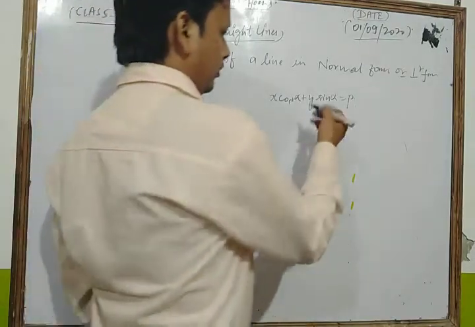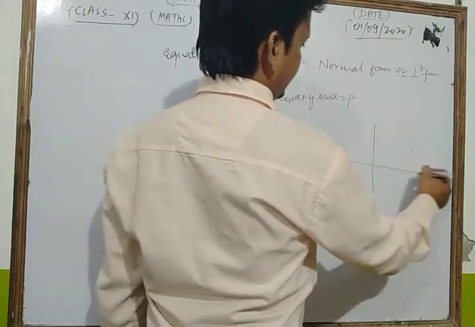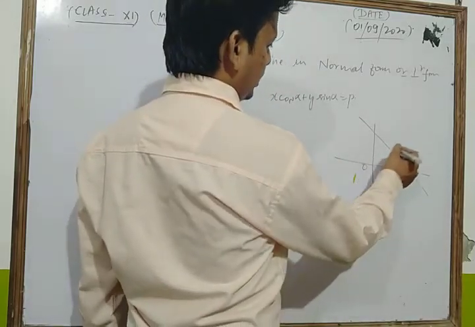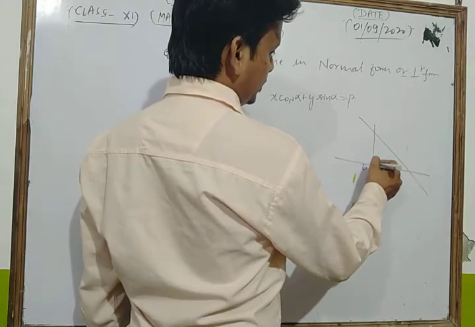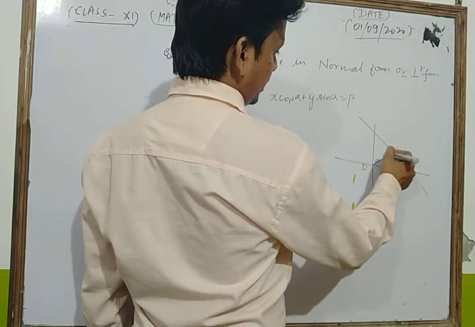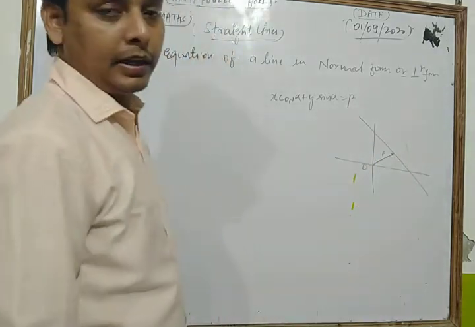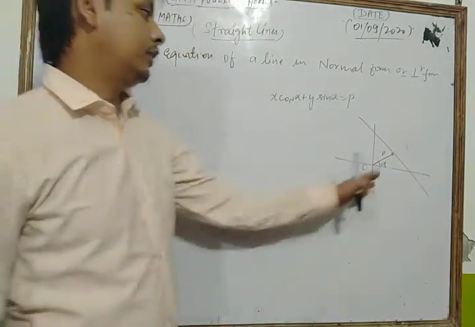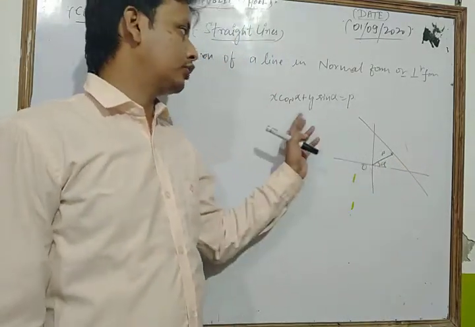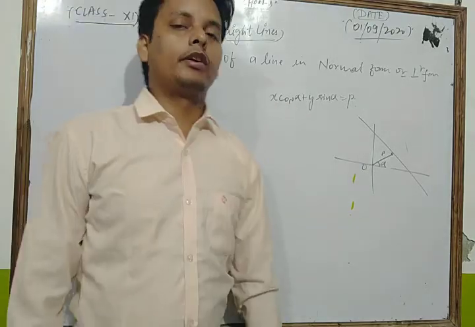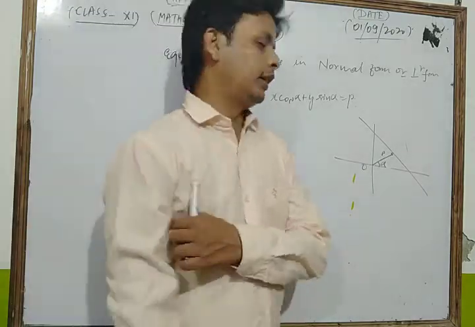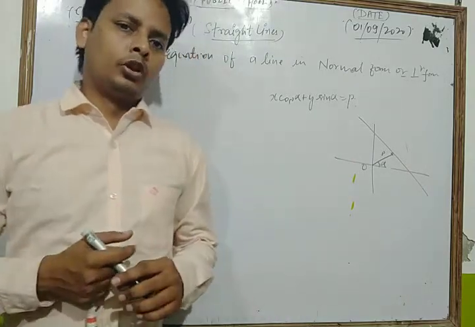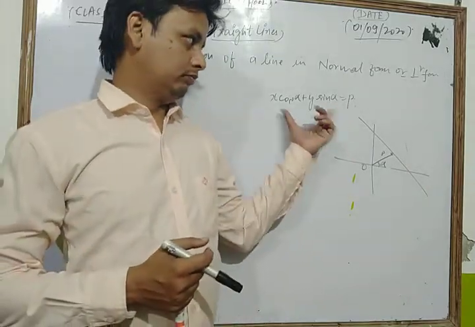Suppose a line passes through in such a way that the perpendicular distance of that line from the origin is p, and the perpendicular makes an angle alpha with the positive direction of the x-axis. Then in that condition the equation of the line will be x cos alpha plus y sin alpha is equal to p. And in the previous class we solved one question based on that topic.